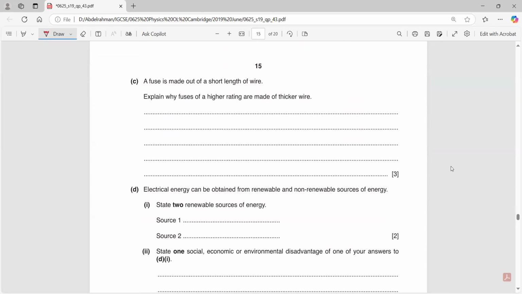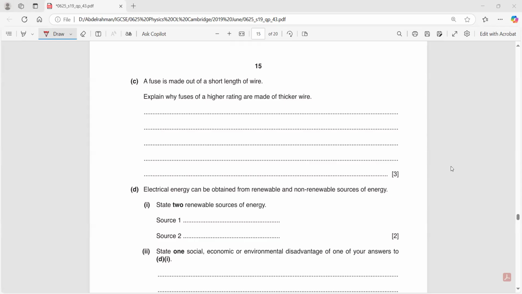A fuse is made out of a short length of wire. Explain why fuses of a higher rating are made of a thicker wire. Why, for example, would the 30 ampere fuse be much thicker than the 10 ampere fuse or the 1 ampere fuse? If you think about it, as the current increases, what happens to the fuse?